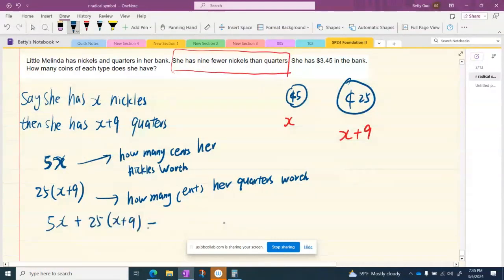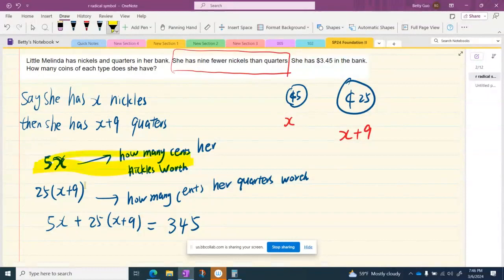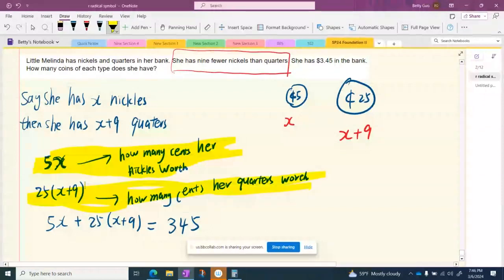Together, she has $3.45, and that is 345 cents. Do you agree with this equation? Do you have any question about this part? 5 times x gives the worth of her nickels, and 25 times (x plus 9) gives the worth of her quarters. Do you agree on that? I need a response, please.